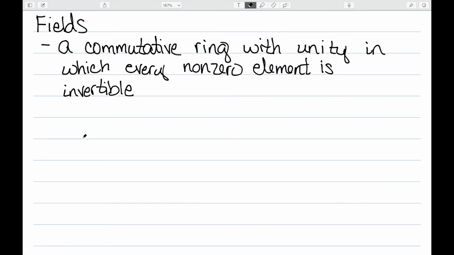In this video, I want to define fields and talk about some basic properties of them. A field is a commutative ring with unity in which every non-zero element is invertible. And fields are of the utmost importance in mathematics. For example, Q, R, and C, my rationals, my reals, and my complex numbers, are all fields. There's also finite fields. For an example, Z5 is a finite field.